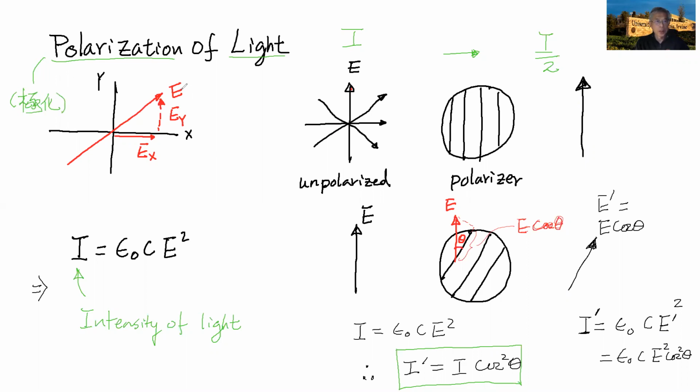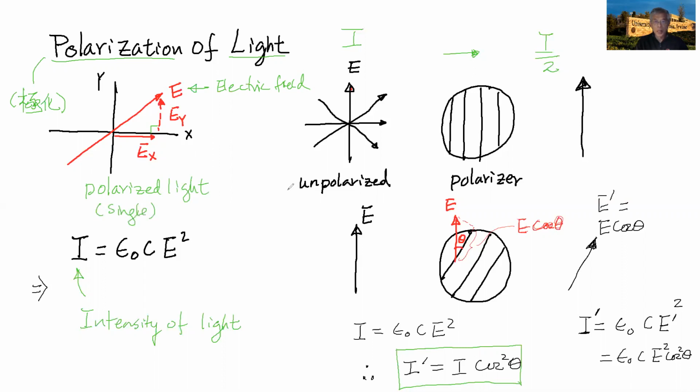Okay, so if we consider a light ray that has an electric field, this is the electric field here, and it has a direction. If you look at x and y, you see it has components Ex and Ey like that. Now this is a polarized ray, polarized light, so you only have one direction. This is a single direction.